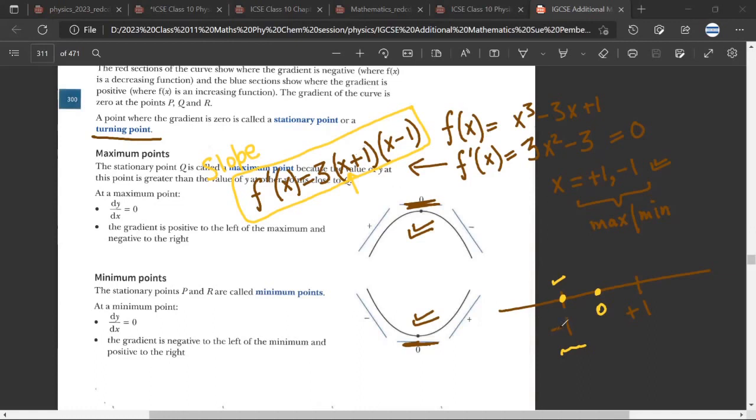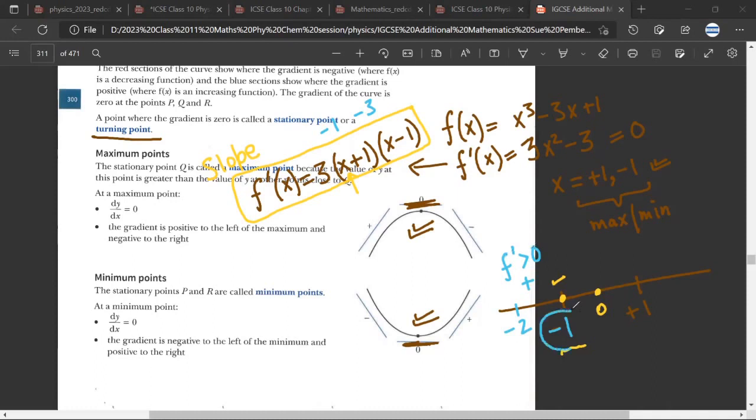Okay, if I take a point which is on the left of minus 1, let me take minus 2 here. So this would be minus 2 plus 1, which is minus 1, and minus 2 minus 1 would be minus 3. So minus into minus is plus. So actually my slope function is positive on the left side of minus 1. Am I making sense? Yeah.